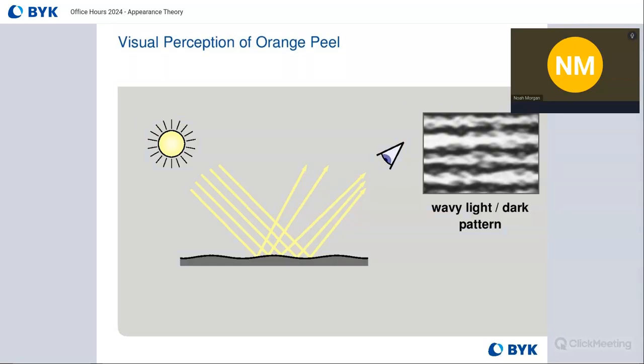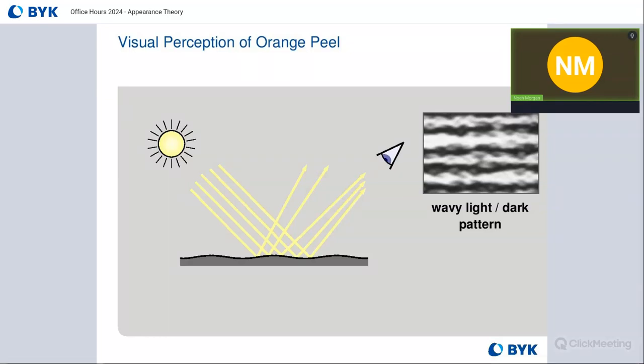So how do our eyes perceive waviness, specifically orange peel? In the example on the right, we see that the orange peel effect, or the waviness, is seen usually on high gloss surfaces as a wavy pattern of highlighted and non-highlighted areas. So how does that happen? For example, if we have a light source like the sun and it's cast over a surface, the surface will then reflect the light towards our eyes.